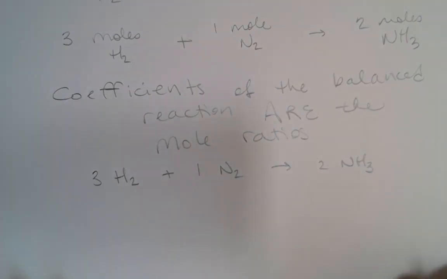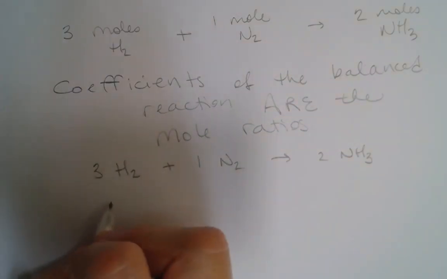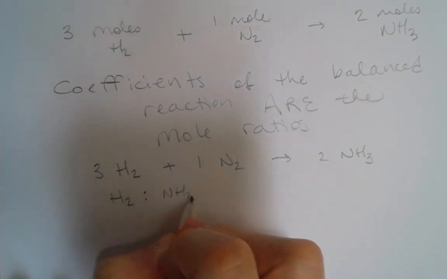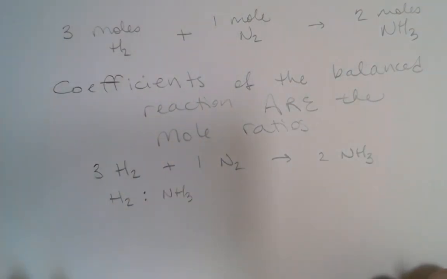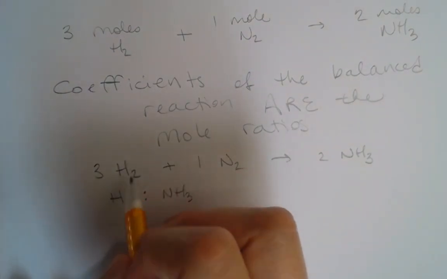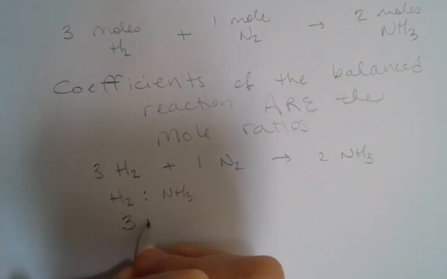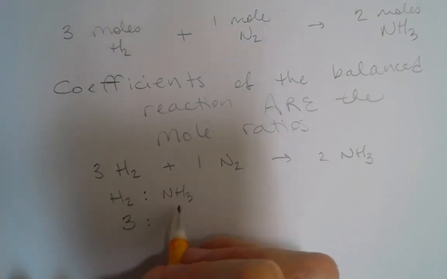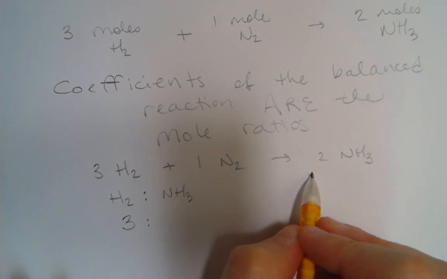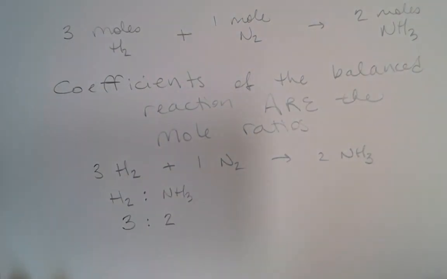and if we wanted to know the ratio of H2 to NH3, we're just looking for those coefficients. There's your H2. You need 3 moles of H2, and that'll form your ratio. Find your NH3, find the coefficient in front of the NH3. It'll form 2 moles of NH3.